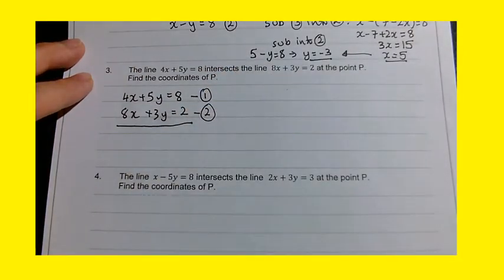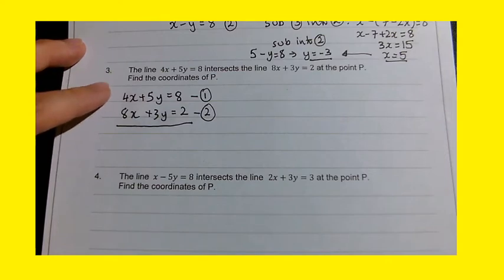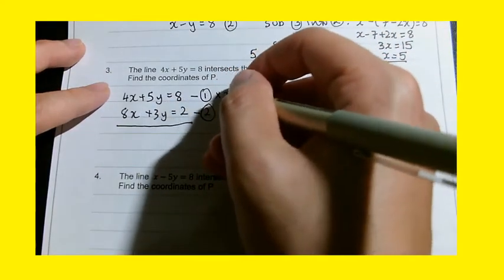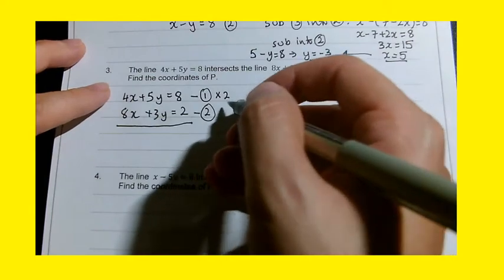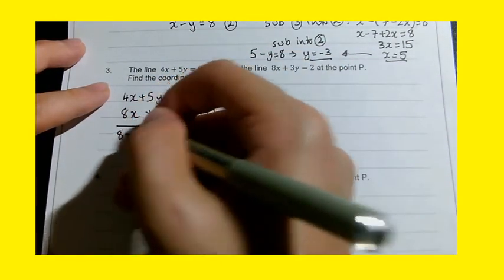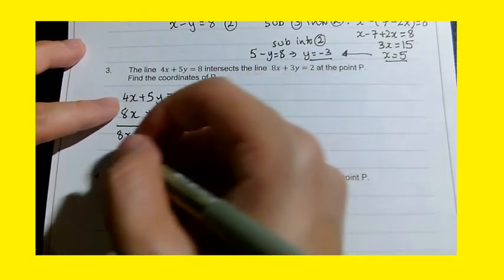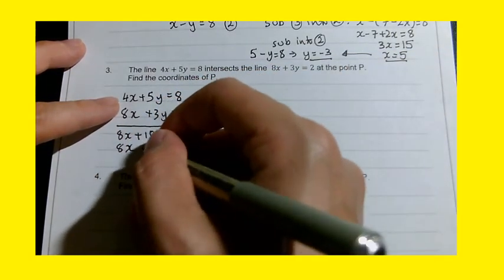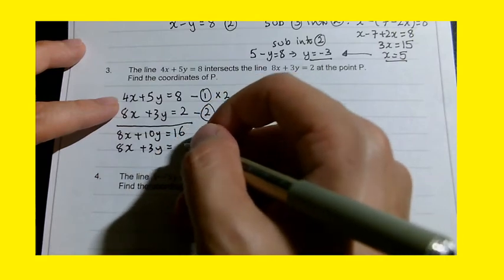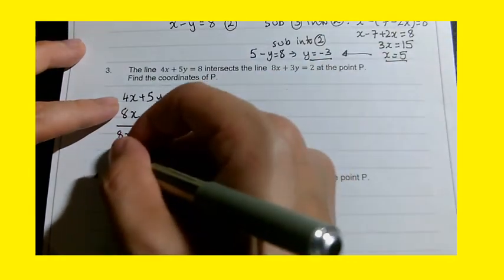Right, and I'm going to analyse which variable I would like to eliminate. If I'm looking at this carefully, I've got 4x and 8x. I think if I multiply the first equation by 2, then that will make life a bit easier for me. So 8x plus 10y equals 16. 8x plus 3y equals 2, I'm going to leave that as it is.